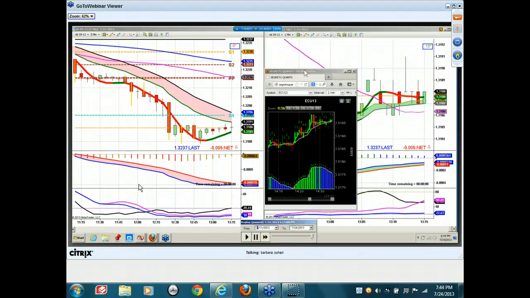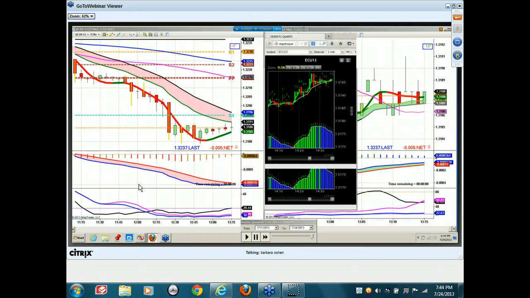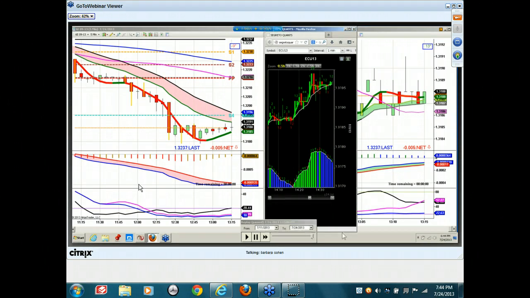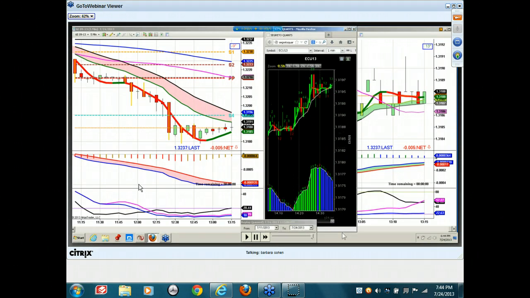Bear with me for a second as I make some modifications. What I'm going to do here is set it up for you exactly how I would set it up if I were going to be trading. So on the right-hand side, we have the 1-minute quant chart, and I'll do the same thing with the 5-minute.